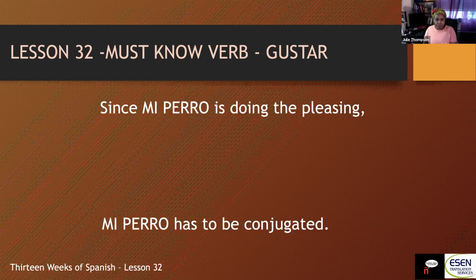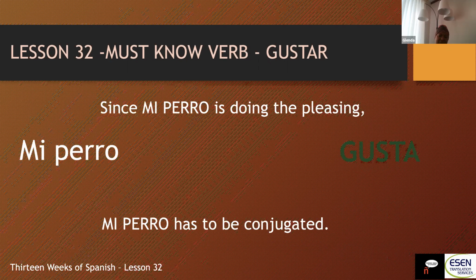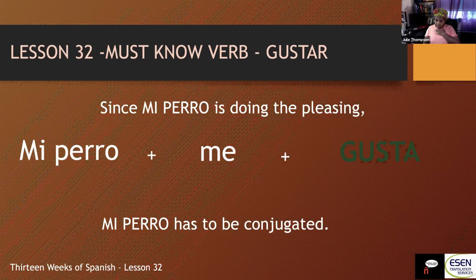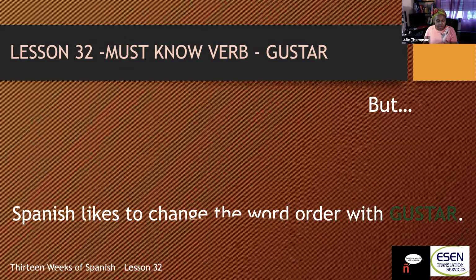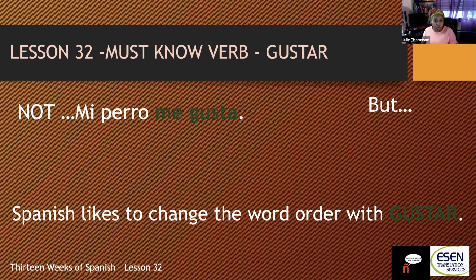So mi perro is doing the pleasing. Mi perro has to be conjugated. Mi perro gusta, but to whom? Me. Mi perro me gusta. Now, there's something in Spanish, unfortunately for us. Spanish likes to change the word order when we use the verb gustar. We don't say mi perro me gusta. We say me gusta mi perro.